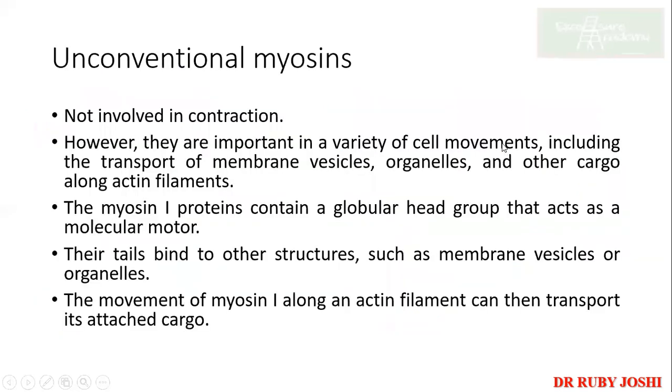Yeah. So coming to the unconventional myosins. When I say unconventional myosin, we are going to discuss the other types of the myosins. They're not involved in the contractions, but they're important in the variety of cell movements, including the transport of membrane vesicles, organelles, and other cargo along the actin filaments. If you remember in the video once I showed you, we have these microtubules onto which the cargo is being taken up by the kinesin and the dynein proteins, right? In the same way, we have myosin proteins also carrying the membrane vesicles and organelles, and they walk on the actin filaments.